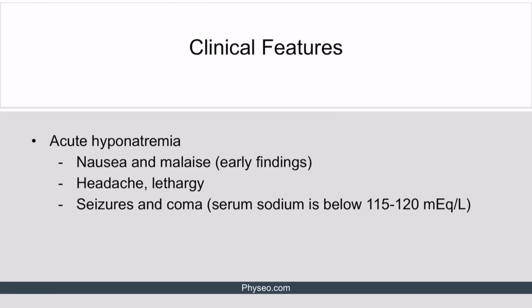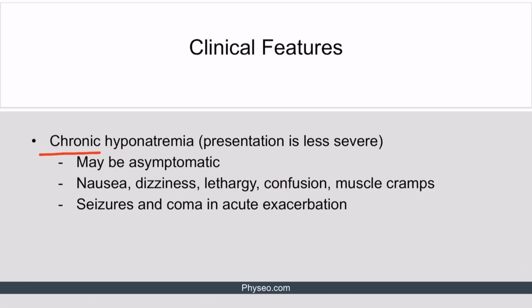Let's move on to the clinical features. Patients with acute hyponatremia present early with nausea and malaise. Headache and lethargy may ensue. And when serum sodium becomes less than 115 to 120, seizures and coma can result. On the other hand, presentation of chronic hyponatremia is less severe. Patients may be asymptomatic. If symptomatic, they may present with various and nonspecific symptoms such as nausea, dizziness, lethargy, confusion, and muscle cramps. If there is acute exacerbation of sodium loss, seizures and coma may result.